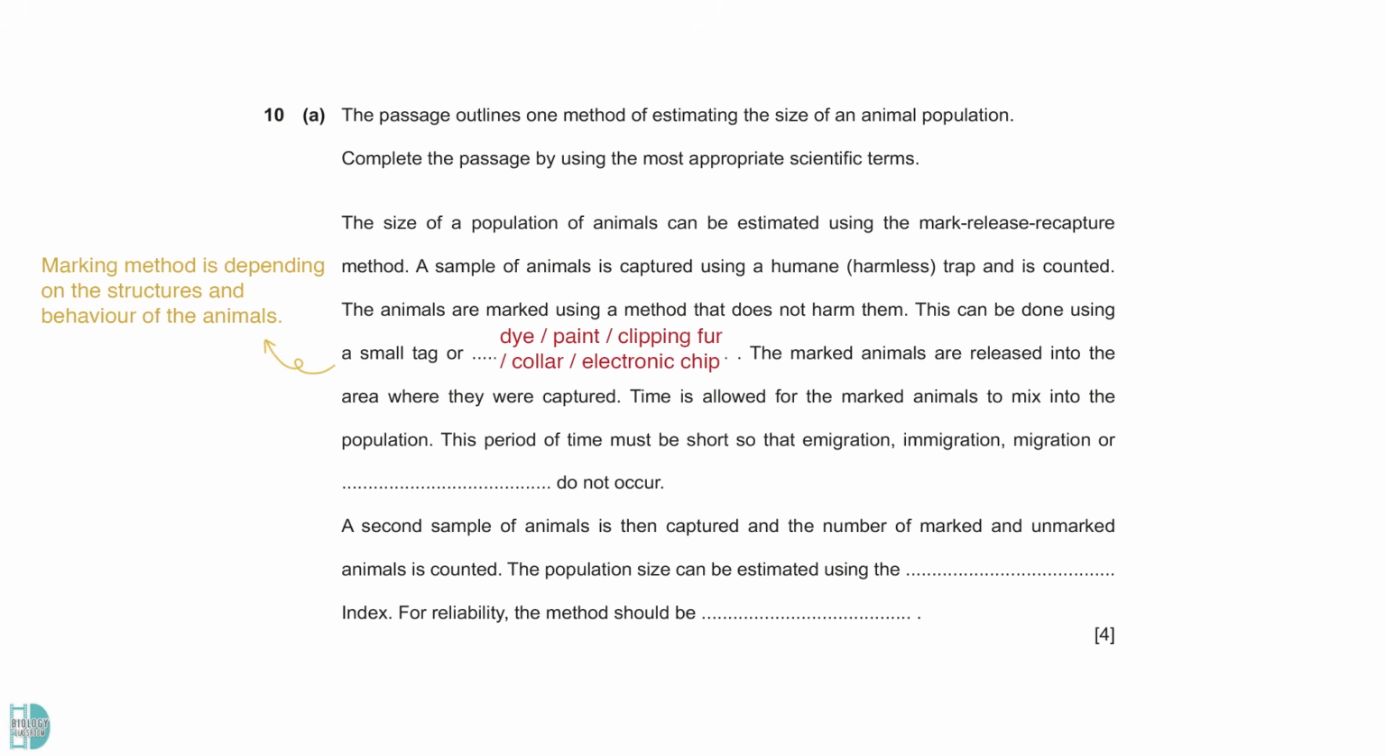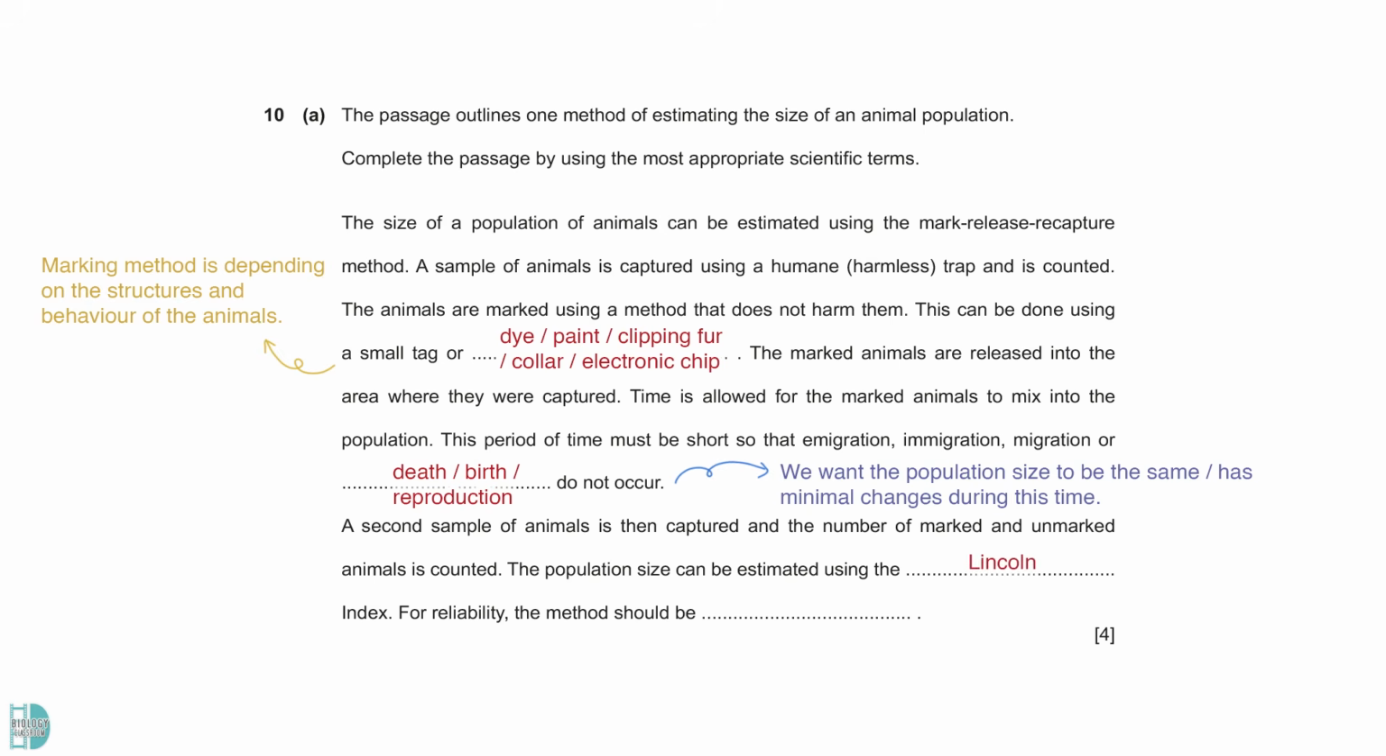Apart from emigration, immigration, and migration, we also do not want death or birth to occur, as this can affect the population size. The calculation we use to estimate the population size is called the Lincoln index. Like any other sampling method, replications are needed to increase reliability. More replications provide a larger sample size, allowing us to calculate a mean value which is more trustable.